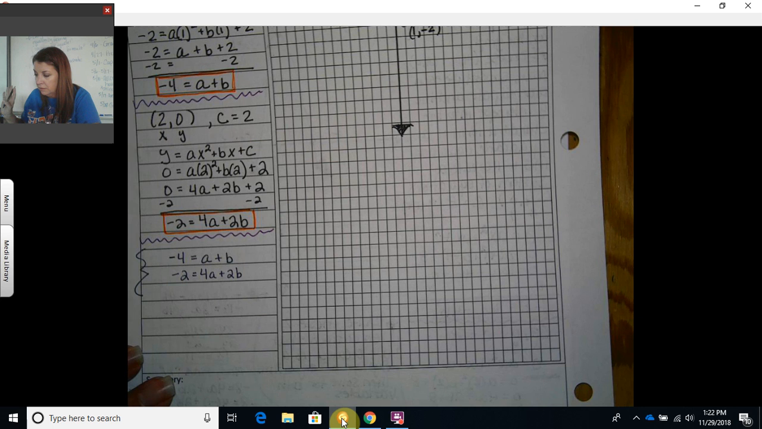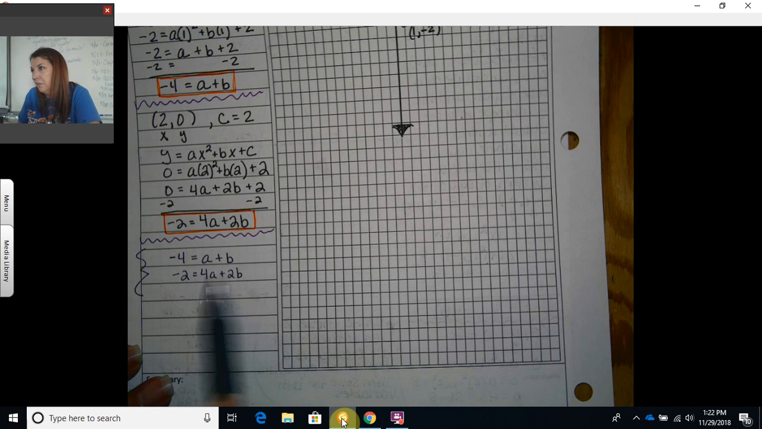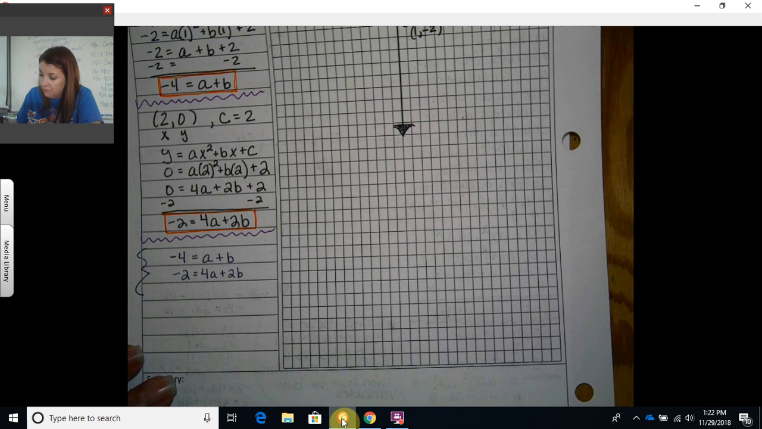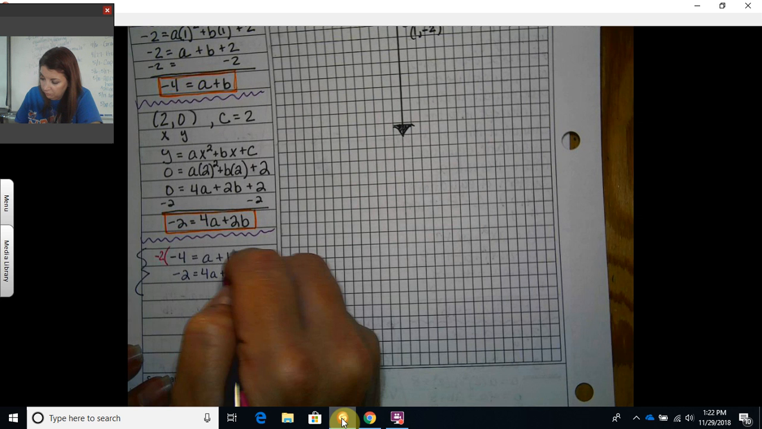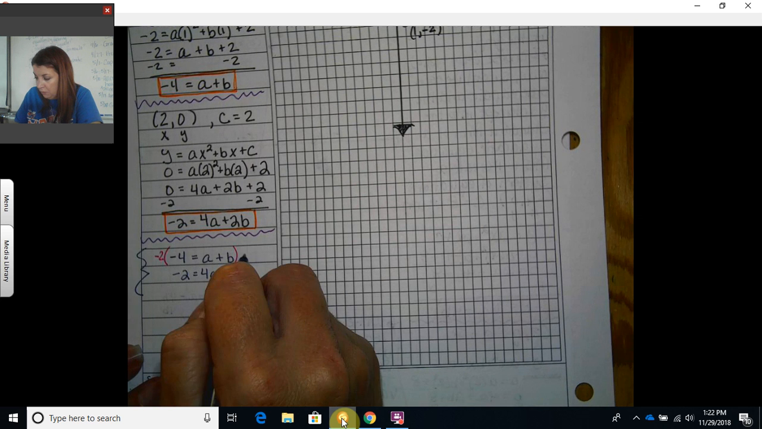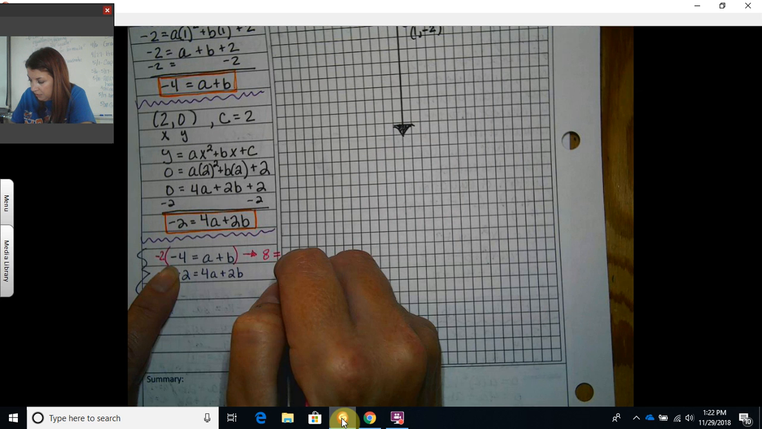The b's. And really, it's not any easier than the a's. I'm still multiplying by a positive number, but it's just a smaller number, right? So that's what I would do. You could do the a's, it's fine. If I want to eliminate the b's, I will multiply the top equation by negative 2. So that gives me positive 8 equals negative 2a minus 2b.